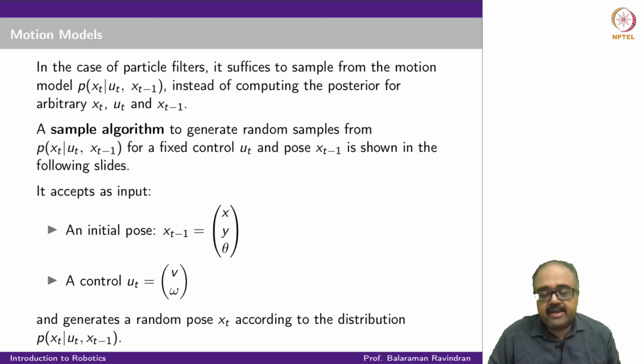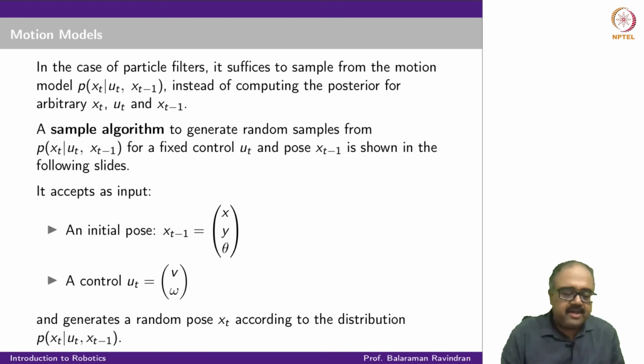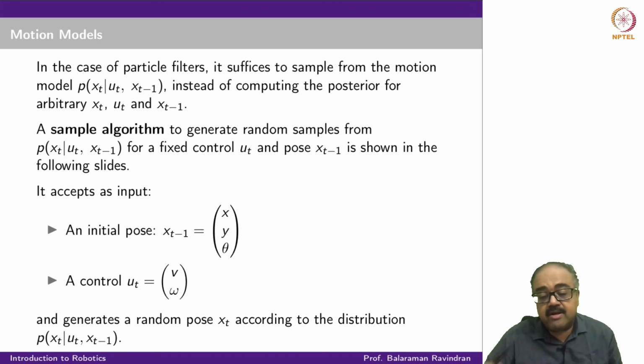All I need to do is, hey, can you return 10 samples from this forward model, according to this distribution. So, basically, I need to be able to draw samples according to probability of xt given ut comma xt minus 1. When we were talking about the particle filter, we never said anything about the motion model. All we really need is a way to draw samples from this distribution. So, this motion model is going to accept an initial pose xt minus 1 given by x, y and theta and a control v and omega, and it is going to generate a random pose xt according to this distribution.